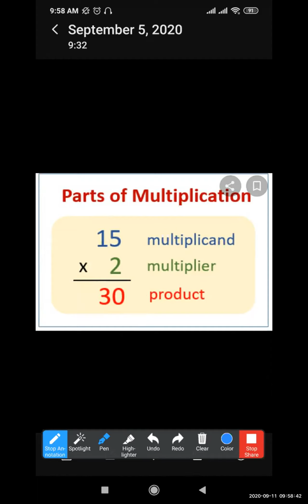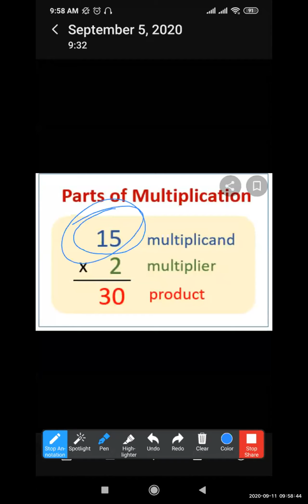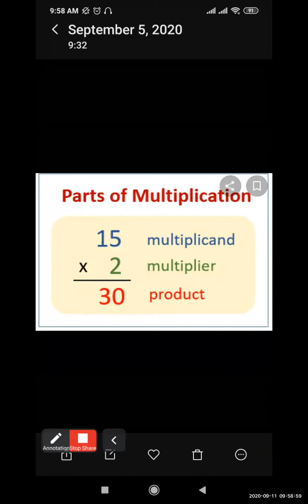Very simple, children. This first number is the multiplicand. The number below it is 2. It is the multiplier. And whatever answer we get after multiplying two numbers, that is the product. So I hope you must have understood. These three are the parts of multiplication.